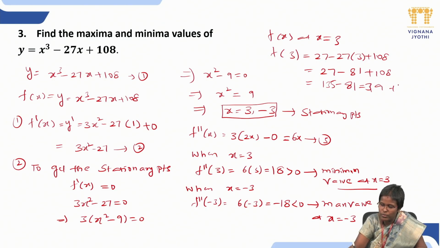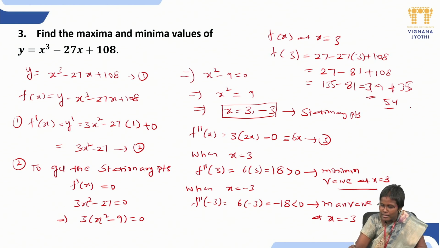So what are we going to get? The total value is 54. At x = 3, the value of the given function is 54.